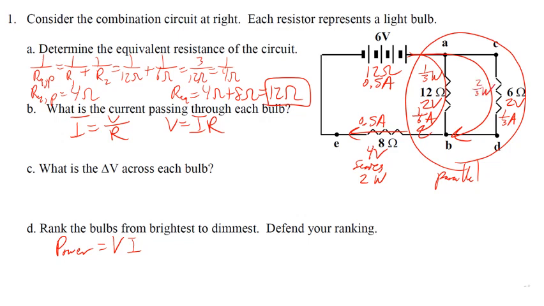So it turns out that the 12 ohm resistor is the dimmest. Then we have the 6 ohm resistor, that's the next dimmest, and then the 8 ohm is going to be the brightest. So this is in order of brightness. All right, so just take the voltage times the current, and you can determine the brightness because that's the power.